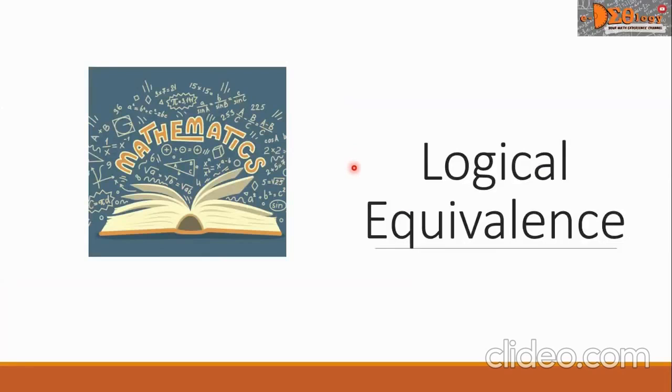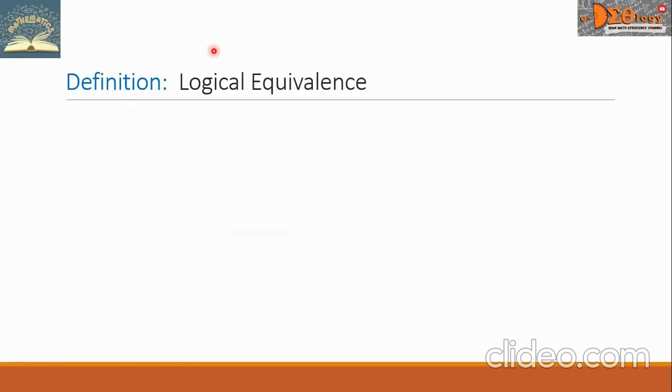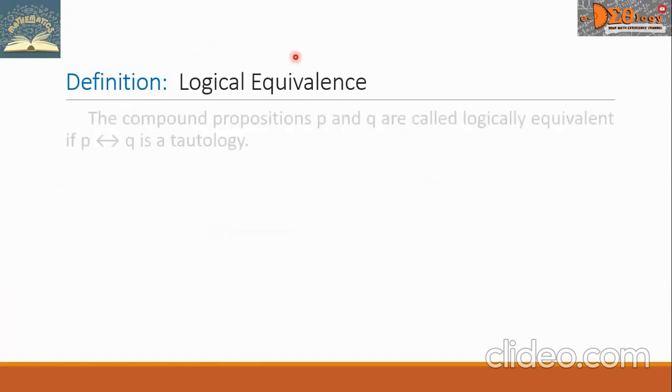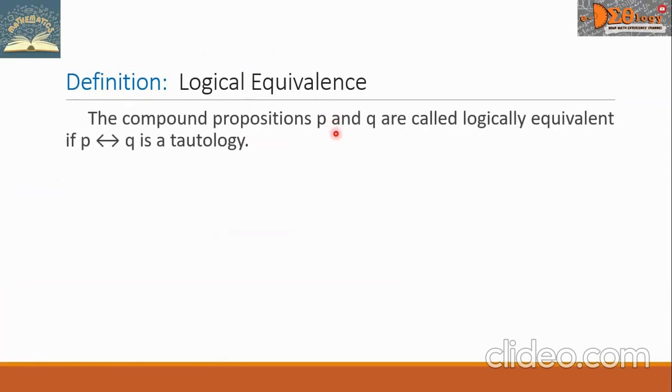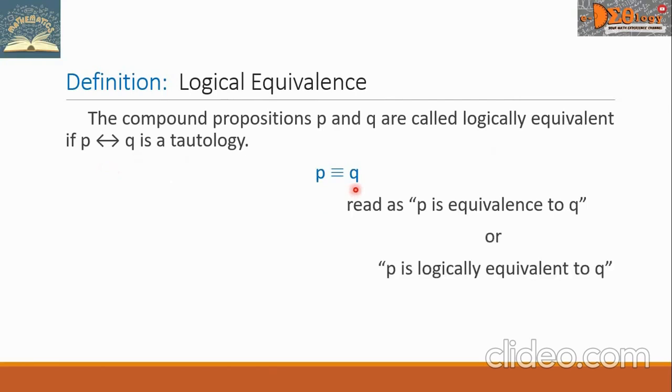Today, we're going to study logical equivalence. Let us define logical equivalence. The compound propositions P and Q are called logically equivalent if the biconditional proposition P if and only if Q is a tautology. We use the symbol like this, and this is read as P is equivalent to Q, or P is logically equivalent to Q.